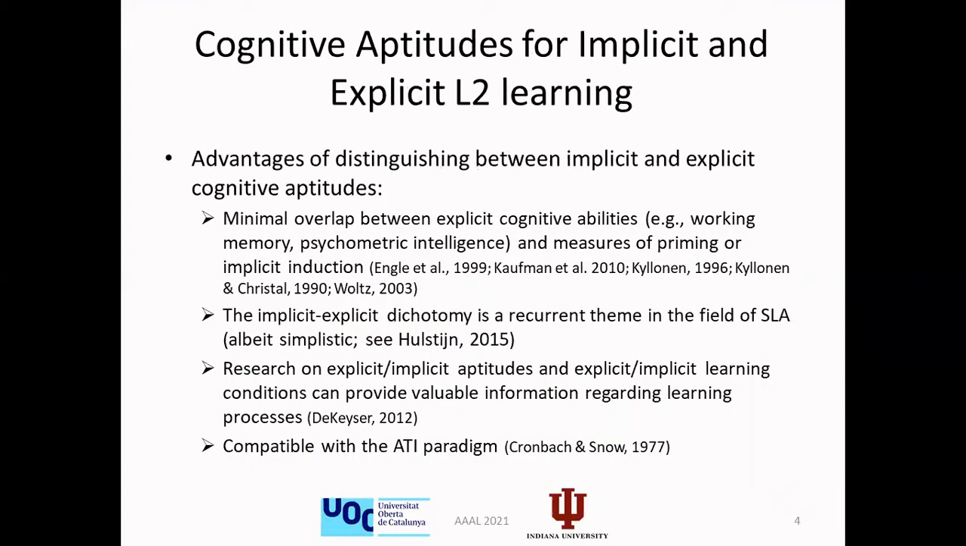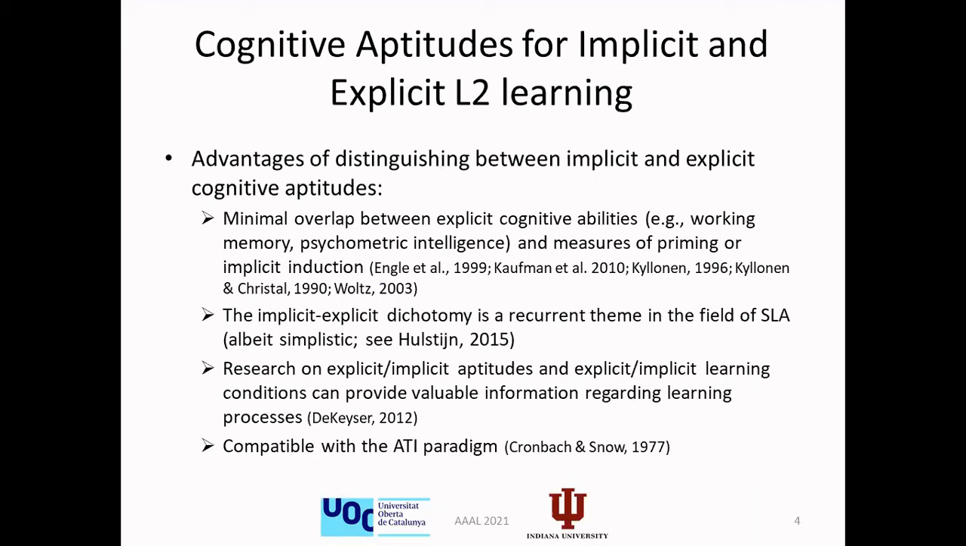The first advantage of the distinction between implicit and explicit cognitive abilities is that they show minimal overlap, as suggested by several studies that have reported weak to zero correlations between abilities such as working memory or psychometric intelligence and implicit inductive learning or implicit memory measures. The second advantage is that even though the implicit-explicit distinction may be a simplification, it is a recurrent dichotomy in the field of SLA. As a result, we can have research designs combining explicit-implicit aptitudes and explicit-implicit learning conditions.